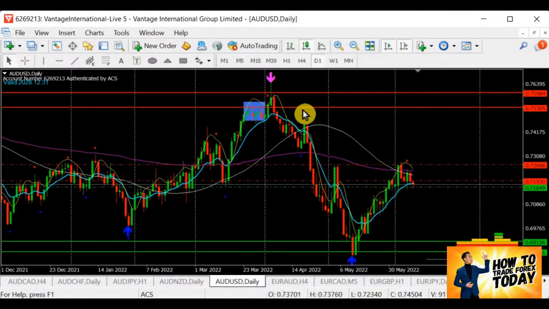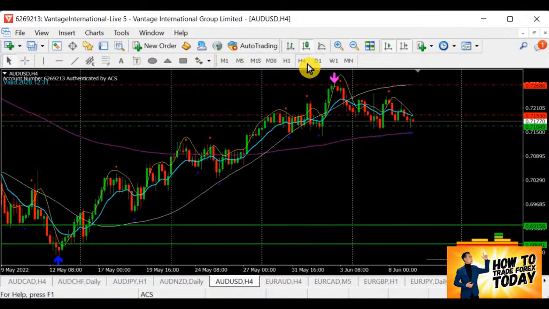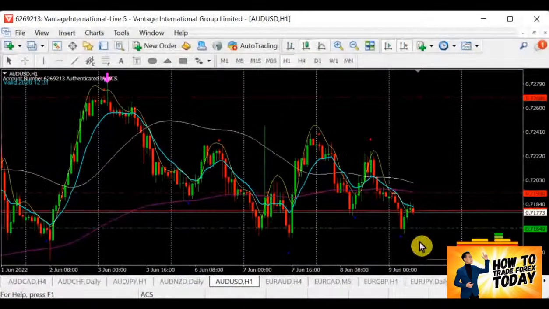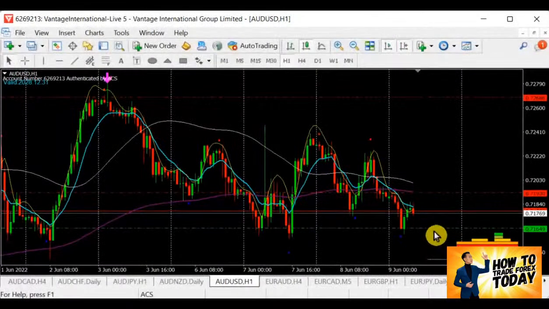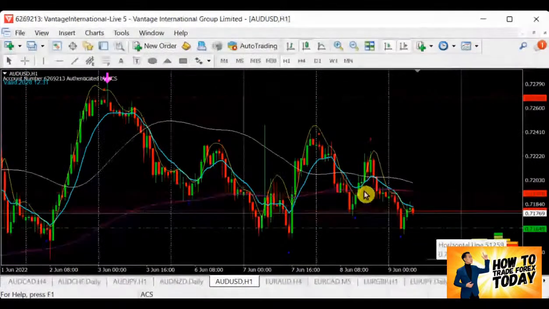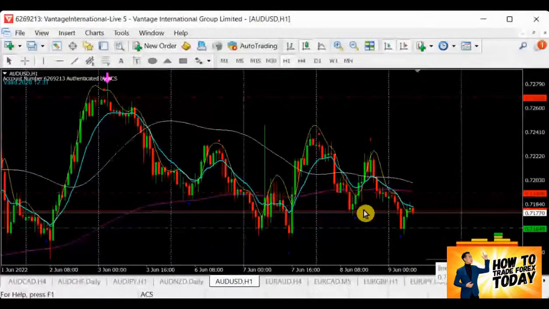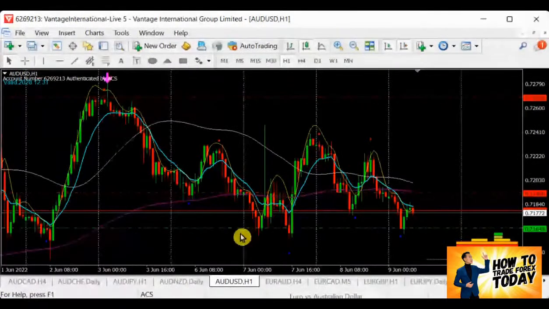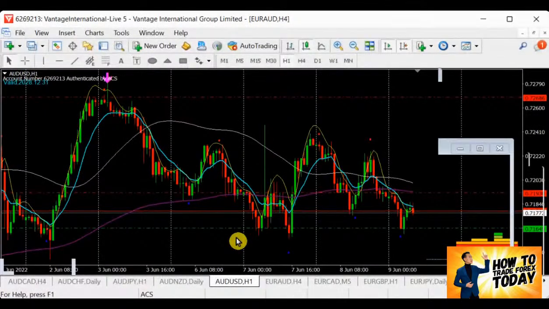So tentatively, right now, by looking at this, it has to break the support. Then in H1, below the support, we will have another retesting of the support as a resistance, then start selling. All right, so this is for Aussie dollar. Aussie dollar is a potential, but just waiting for it to break the support first.